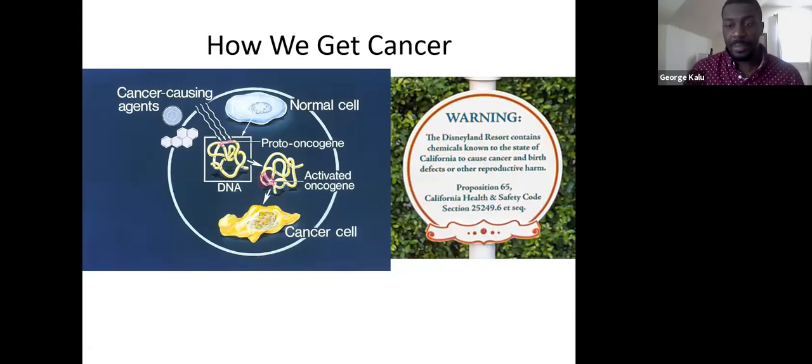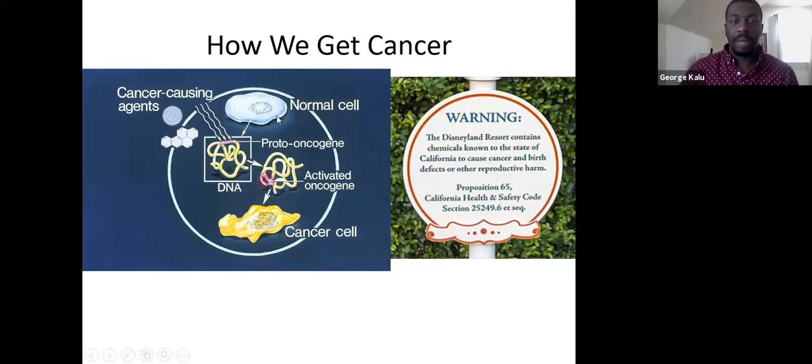Yeah. So these are pretty common signs, and like Mario said, these are all over California. This is important because a lot of these different chemicals can cause cancer. Now, not all of them will cause cancer, but a lot of them have been known to be contributors to developing cancer. And so we're going to be looking at how cancer actually develops. We have a quick little diagram over here.